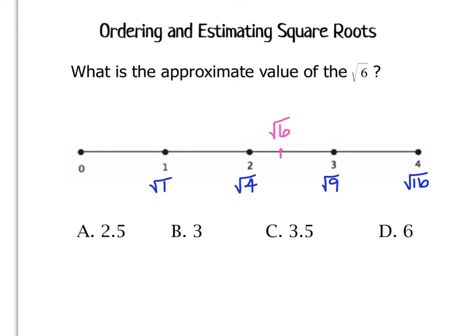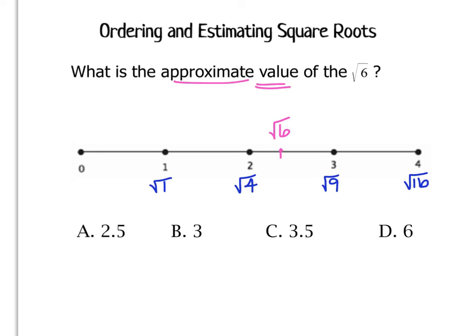All right, so now this question is asking for the approximate value. So the number of the square root of 6. So what is the number that when I multiply it by itself is going to actually give me 6? And it's going to be approximate because there's no one exact number. So we've already identified first where it belongs on my number line.